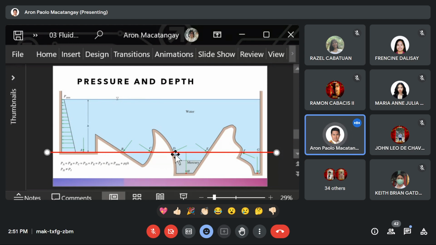Pero dito kasi, ang ginawang orientation is the direction perpendicular to the surface. And kita nyo, kahit magkakaiba sila ng direction ng force or ng arrow, because they are at the same depth, pare-pareho pa rin sila ng pressure. No? So that's important, especially sa Pascal's law.